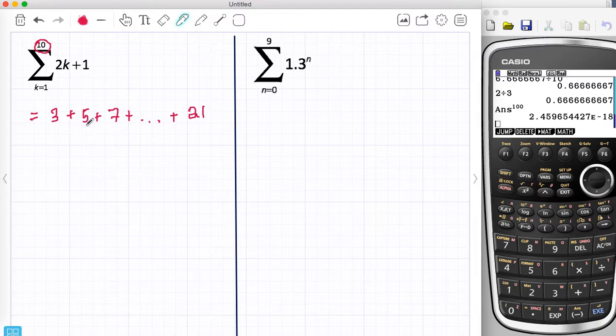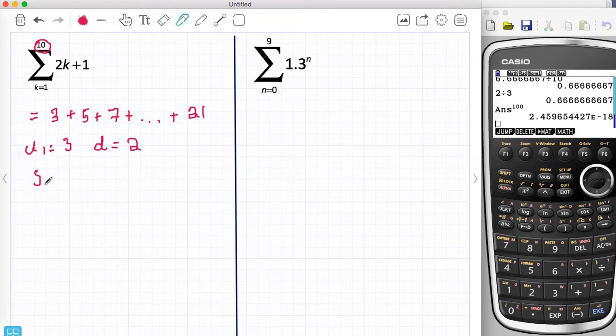Now, what I want to work out is, is this an arithmetic or geometric progression? Look at the difference each time. Every time I'm adding on 2. So my first number is 3. I'm adding on 2 each time. So now I can use the sum of n terms. In fact, I'm wrong, it should be 10 terms because it just says here 10.